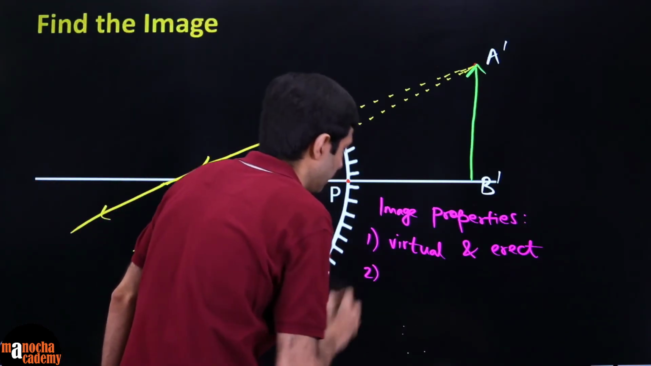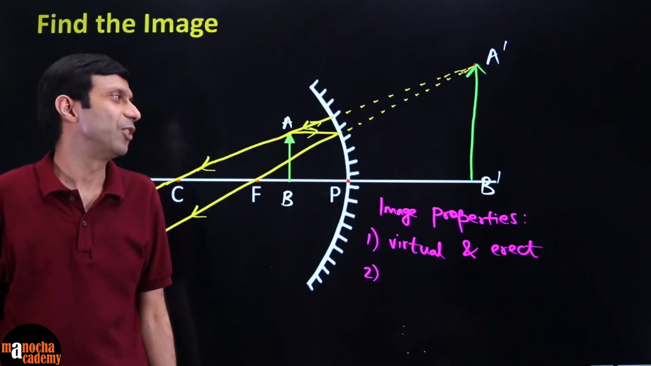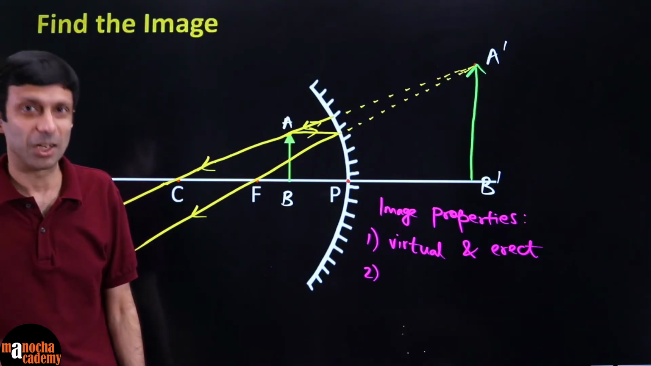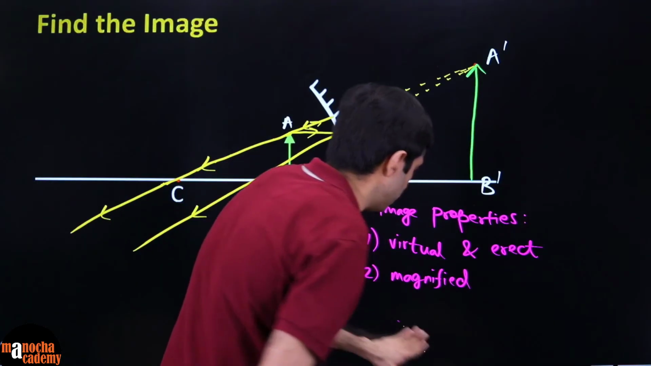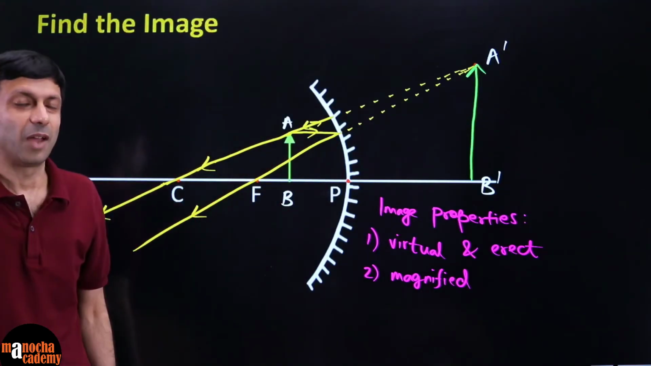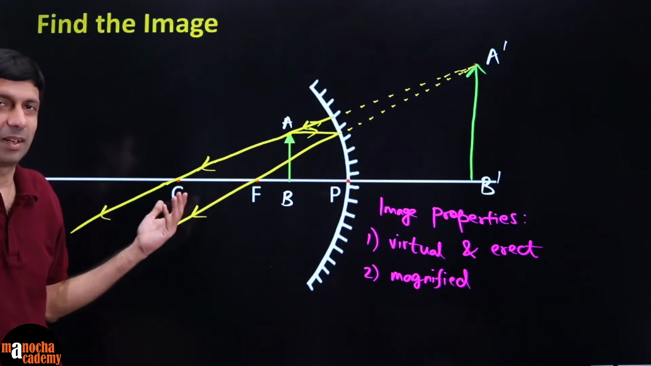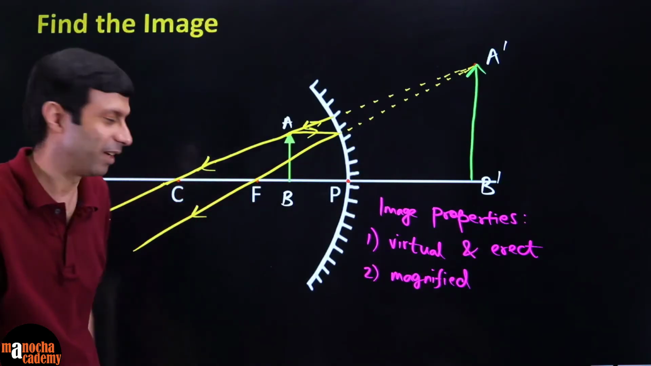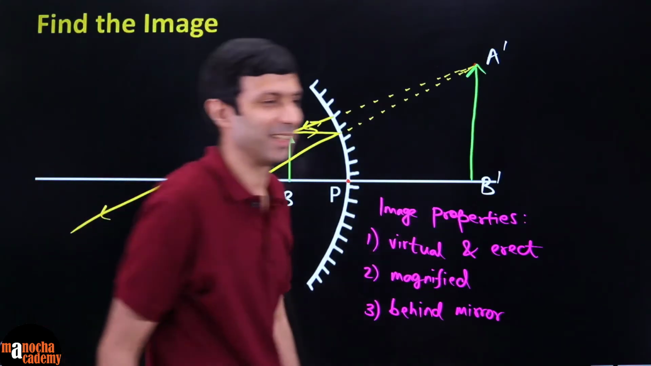Second point, is it size, right? Is it the same size? Is it diminished, magnified? So clearly you can see this image is magnified, much enlarged, right? So clearly we know that the image is magnified, it is enlarged. And what about the location? You don't have to write anything related to P, F and C. You can just say it is formed behind the mirror. So the image is formed behind the mirror, as you can see here.